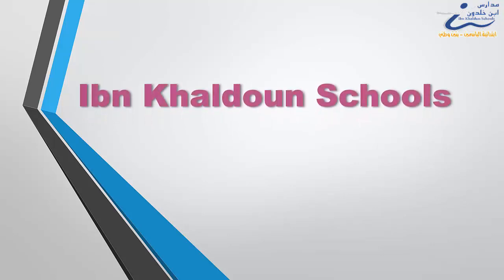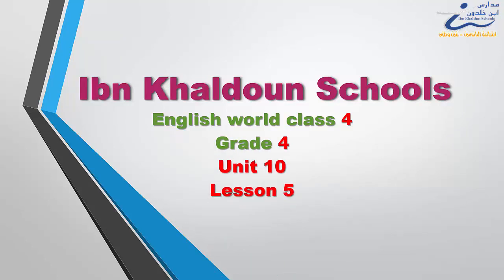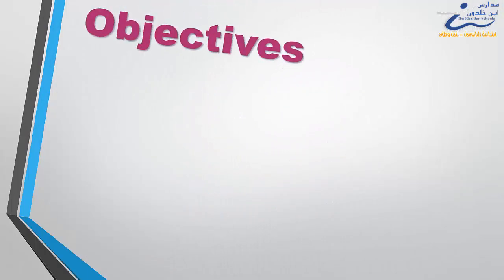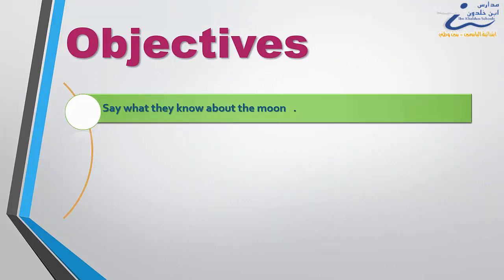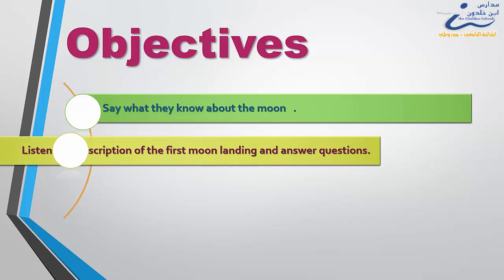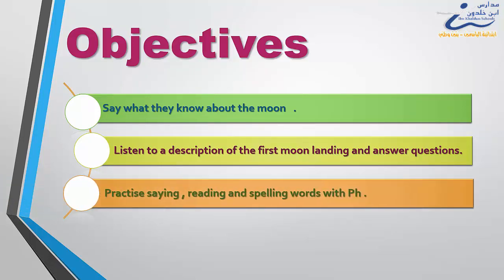Assalamu alaikum. This is Ashraf Habib from Yasmin section, Ibn Khaldun Schools, English World Class 4, Grade 4, Unit 10, Lesson 5. Our lesson today is about listening. By the end of this lesson, the learners are guided to say what they know about the moon. Number 2, listen to a description of the first moon landing and answer questions. Practice saying, reading, and spelling words with PH.